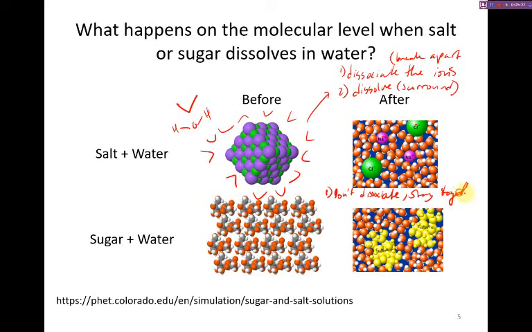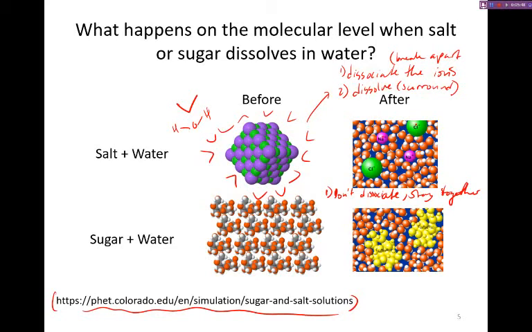However, they do get surrounded by the water molecules and therefore are dissolved. And there's a really cool simulator that you can see online. I recommend that you go check it out. This is the same website that you might have seen when looking at the molecular shape simulations. And so we see that there are some differences in the dissolution process.